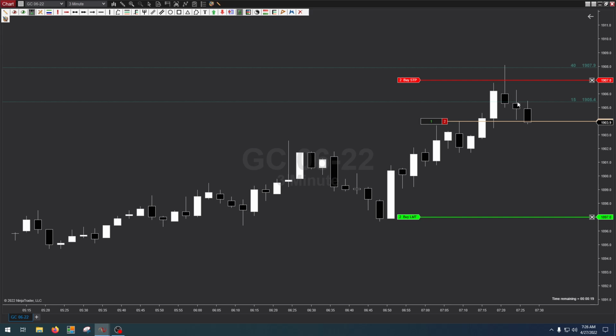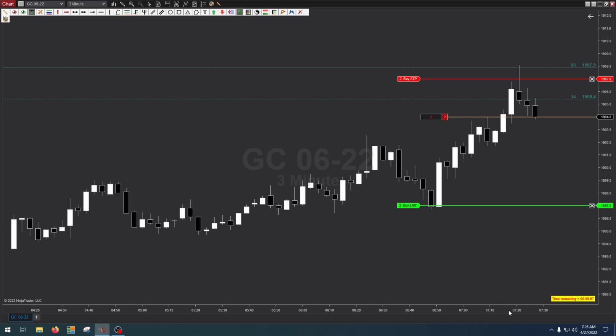This one here opened up below it, went back up, retested this level here, closed below it, and this one here opened up and went up, tested it, and closed below it. So, the target's right here real quick. This is where it automatically populated right there.